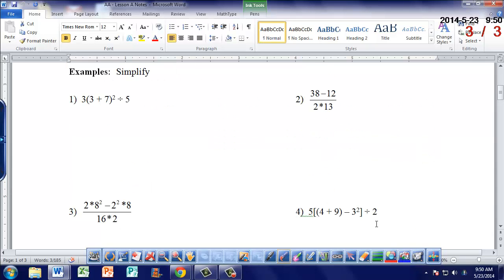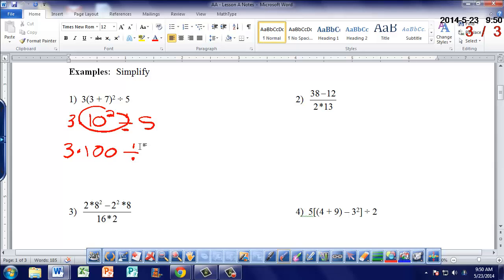If you want to just try these problems and then check your answers, or you can watch me do the work. So I'm going to do parentheses first. Then I'm going to do exponents. So I'm going to do 100 here. So I get 3 times 100 divided by 5. And then because I have multiplication and division left, I work left to right. So 3 times 100 is 300. 300 divided by 5 is 60.